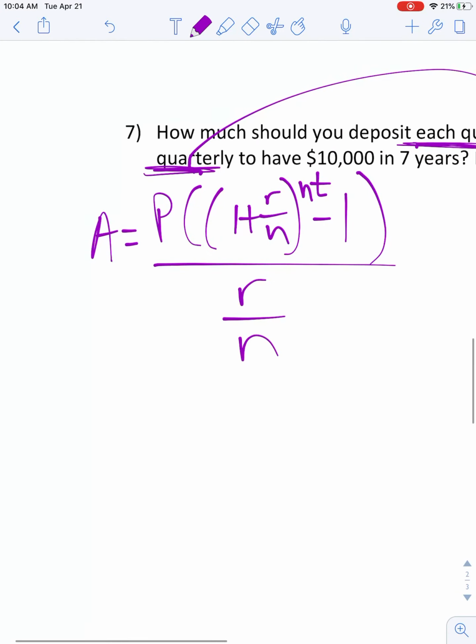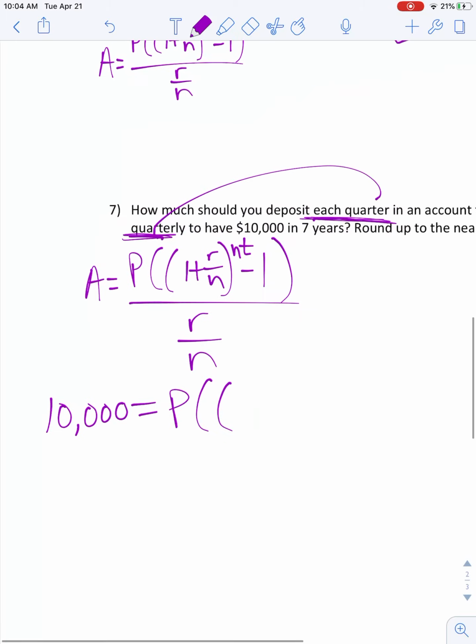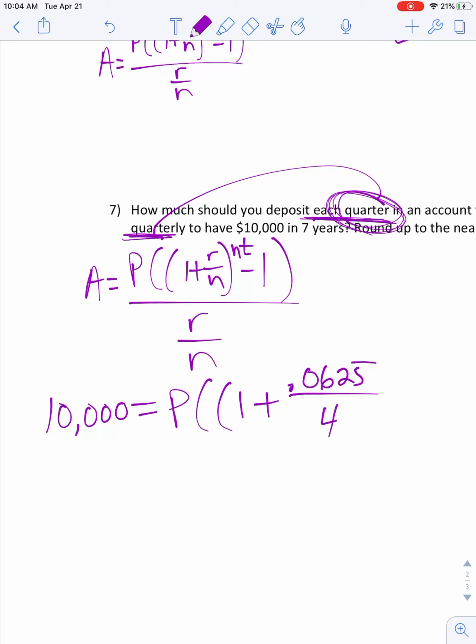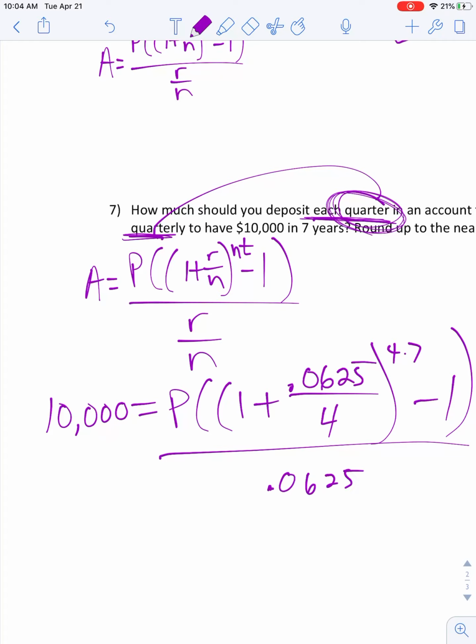So this time, my $10,000 is my A. I'm finding my payment. Two parentheses, 1 plus 0.0625, because that's my rate. And quarterly, how many times per year is that? Remember, your n is per year. That's 4 times. And then we have the 4 times the 7, over the 0.0625 over 4.